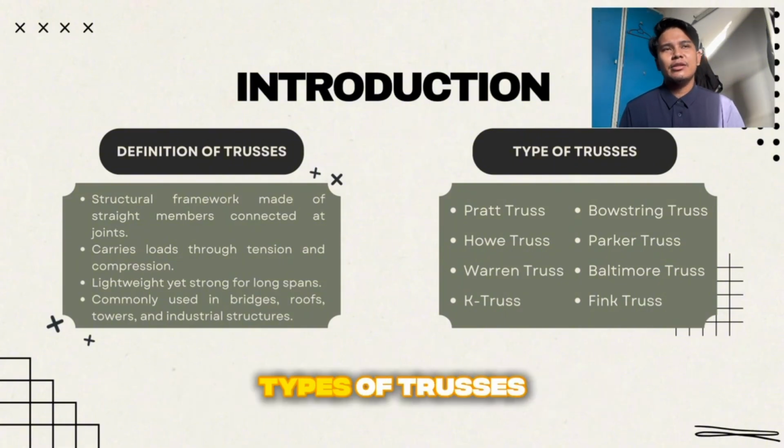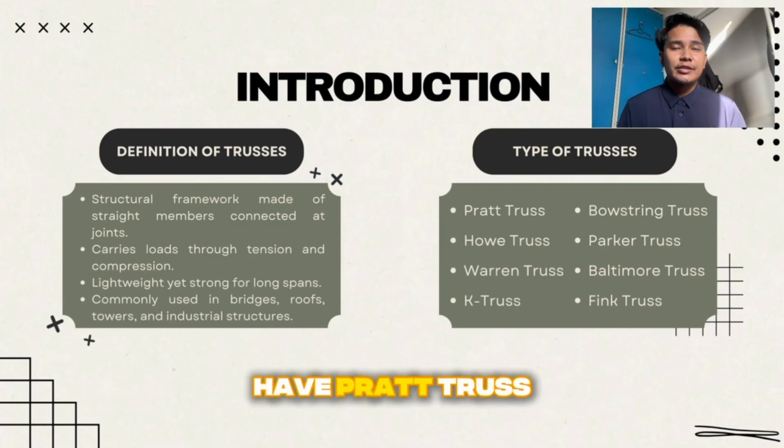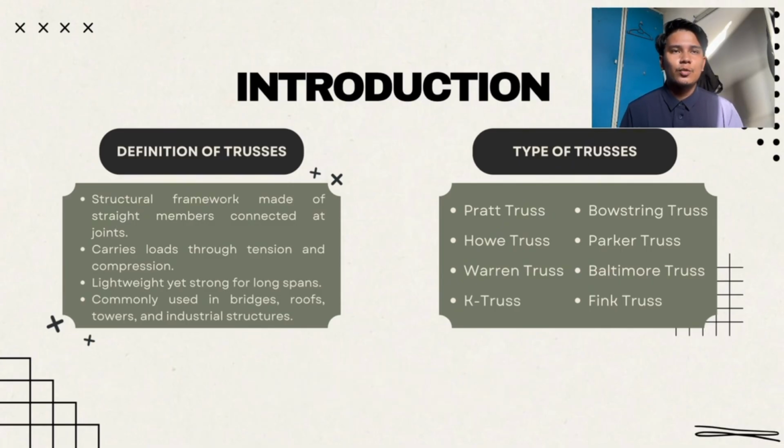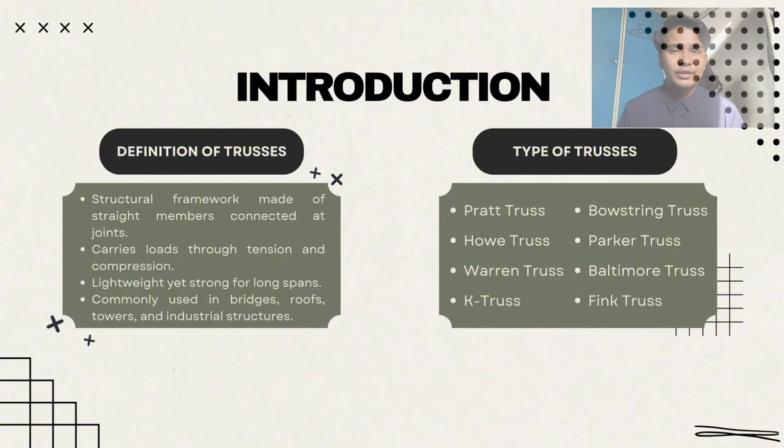There are many types of trusses in this modern era. For example, we have Pratt Truss, Howe Truss, Warren Truss, K Truss, and there are a lot of types of trusses in this industry.